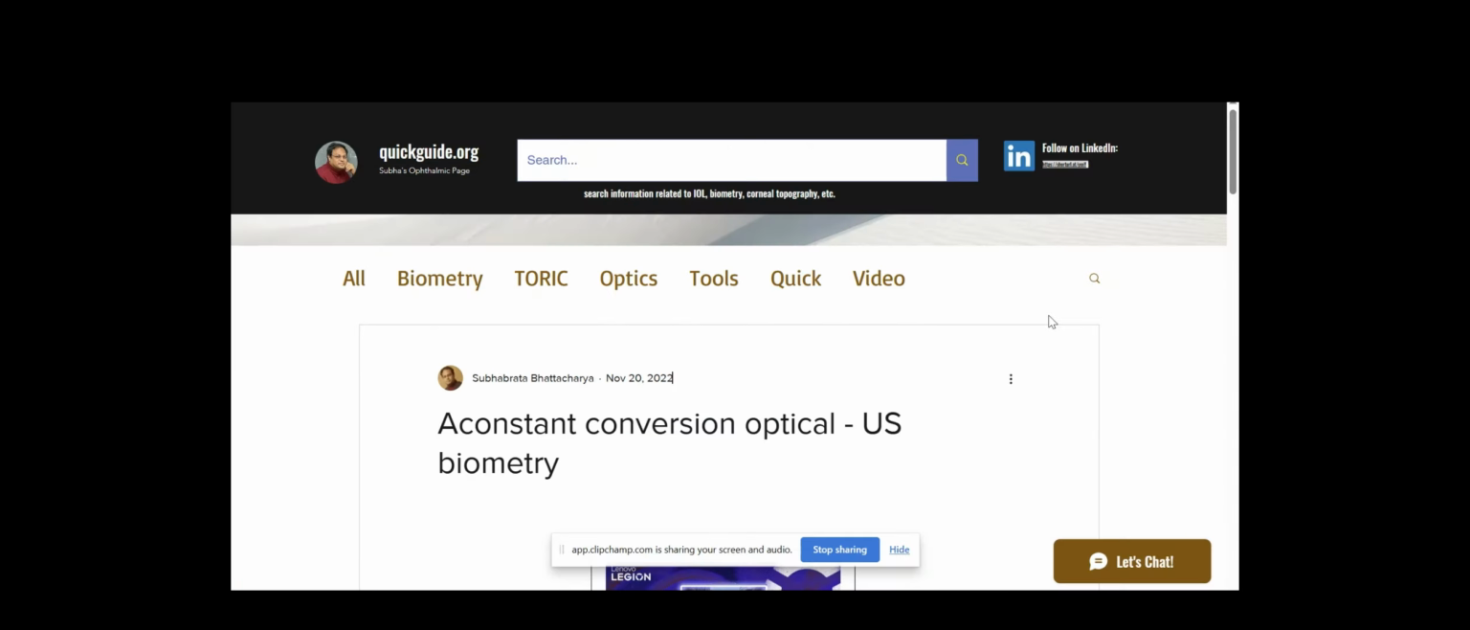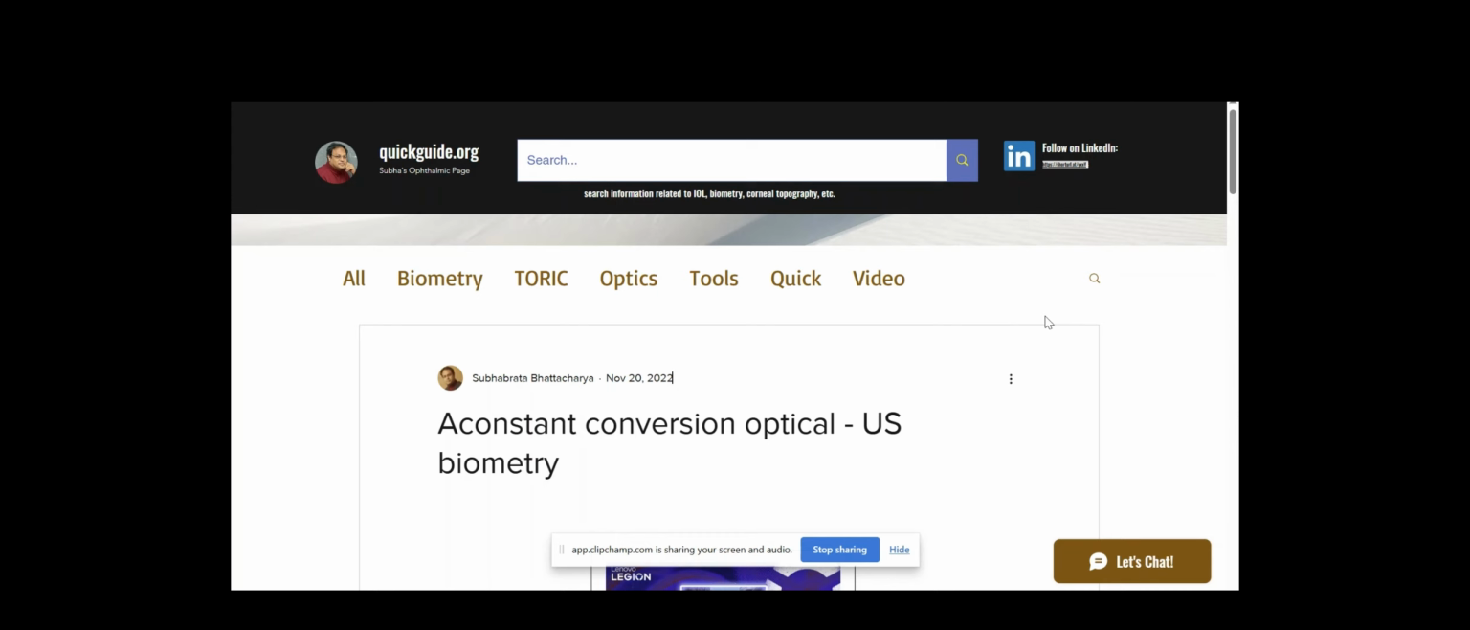Welcome back. Today I'm going to talk to you about a topic which is a little confusing sometimes. It is about A constant conversion from ultrasound to optical biometry or vice versa. So, when you are moving from an ultrasound biometry that you have been doing for so long and you go for an optical biometry, what would be the A constant conversion?